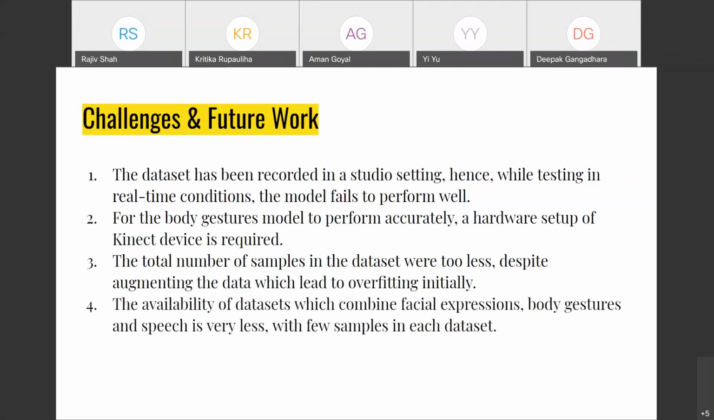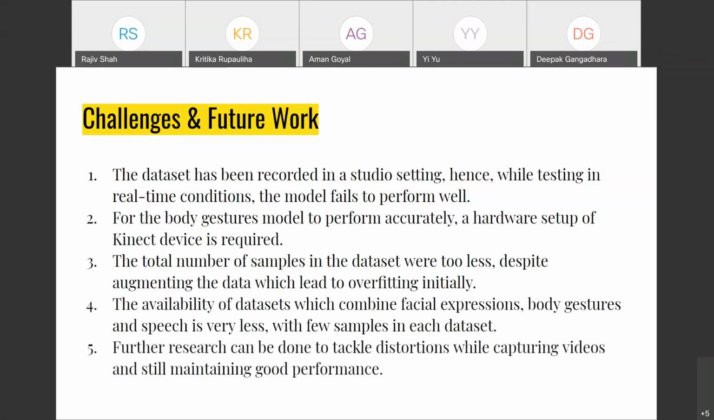The availability of data sets which combine all these 3 modalities is very limited right now. The data set that we have used in our research is the biggest so far, and we hope that many more data sets come up so we can incorporate our technique and test on those. Distortions and motion blur have been a challenge for us to deal with. In future work, we want to devise a technique which can tackle such distortions while capturing videos and still maintain the performance of the model, making it much more robust than it currently is.